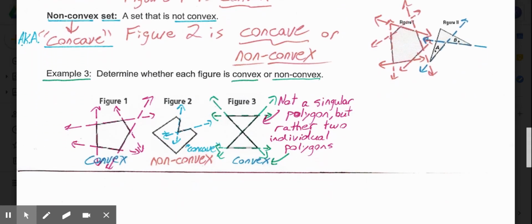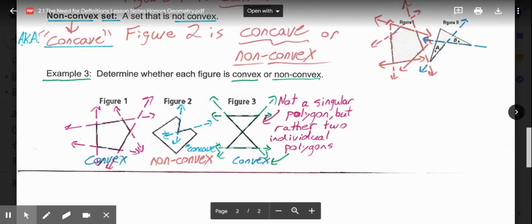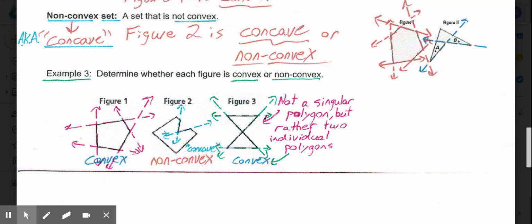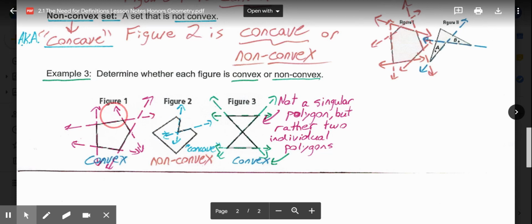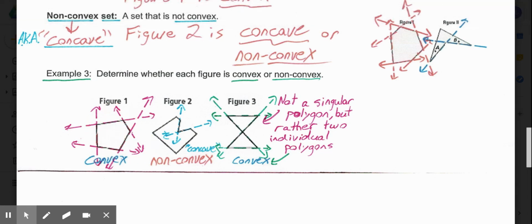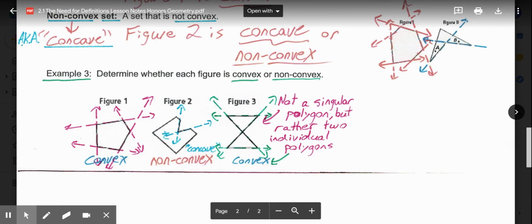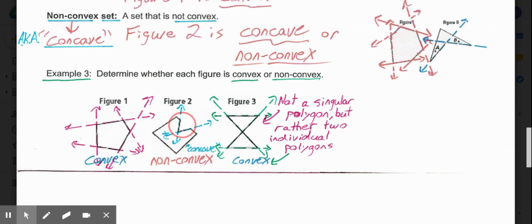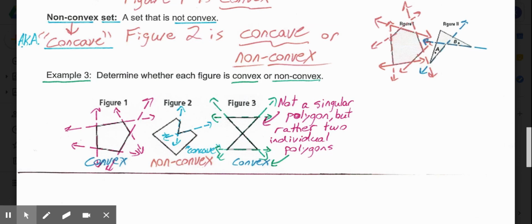So in example 3, we're determining whether each figure is non-convex or convex. What I do with all of them is imagine each side of the figure extended into lines going on forever. None of those lines pass through the interior, so it's convex. In figure 2, these lines, when extended, would pass through the interior, so that would be a non-convex or concave set.